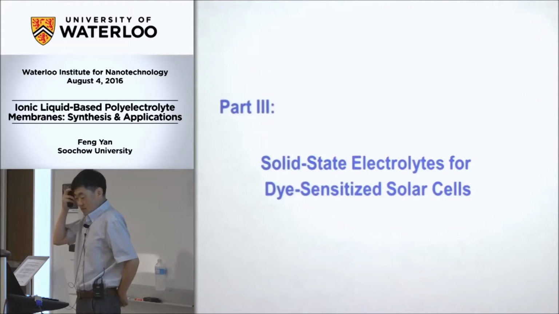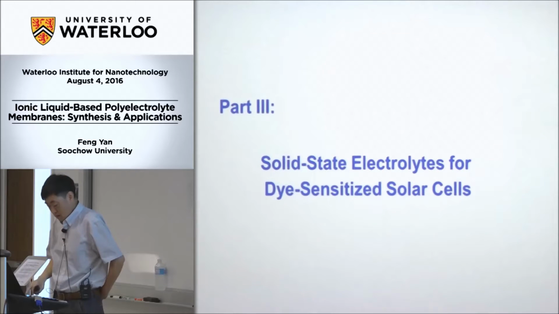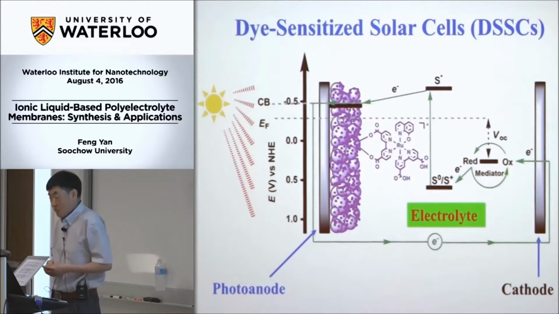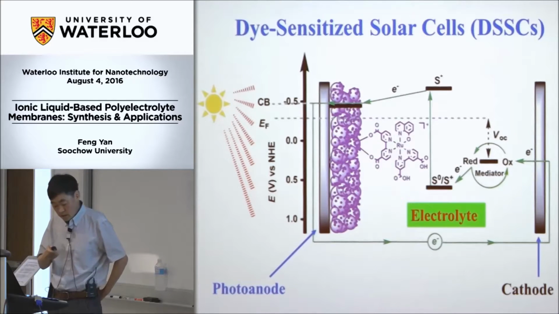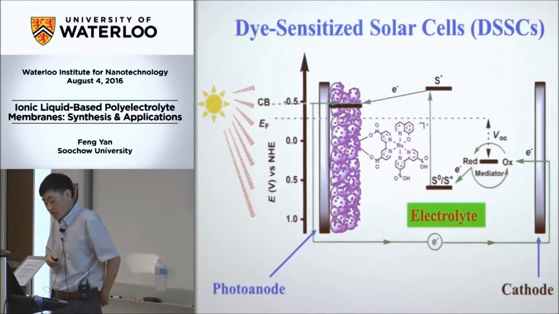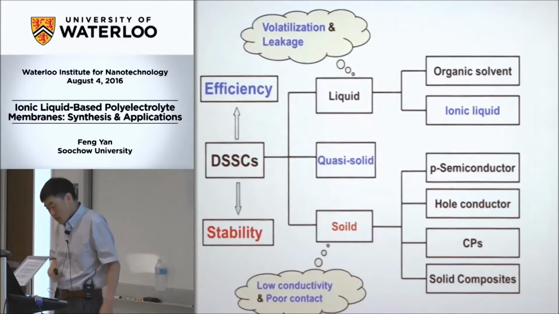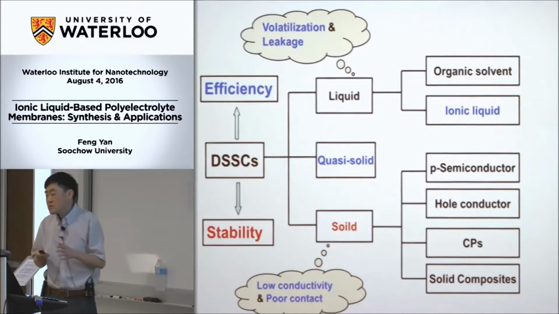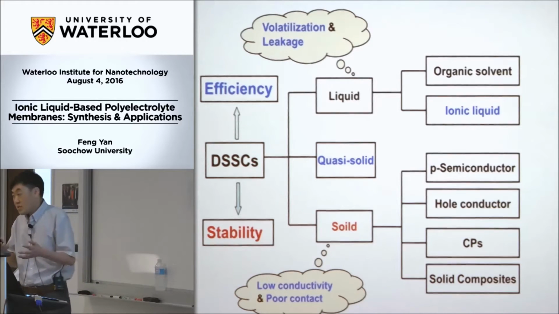The last part is the application of solid-state electrolytes in solar cells. I don't want to talk too much about the background in this area. I think clean energy is very important to us. And this is the structure of solar cells. There are two electrodes. Here is the photoanode, with the absorbed titanium oxide. And here is the electrolyte between the two electrodes. When we talk about the device, we should think about two things: one is the efficiency, and the other one is stability.